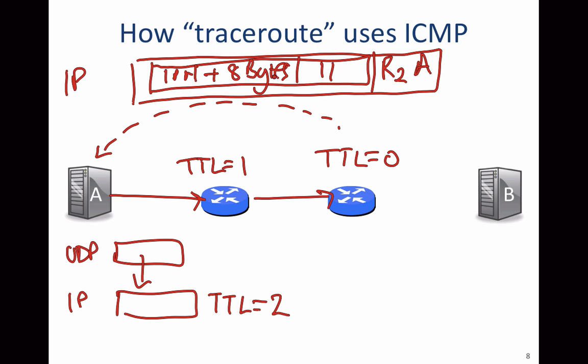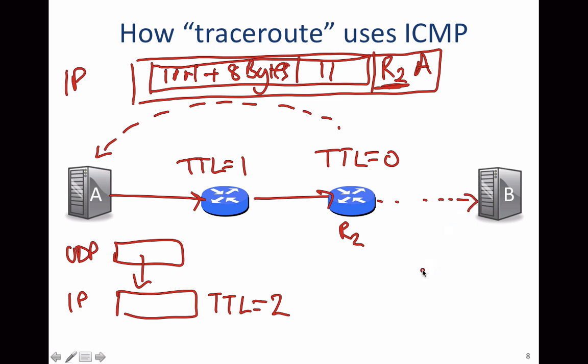It can measure the round trip time. Now it knows, based on the message coming from R2, what this router is. So it can look up its name. And now it knows the round trip time to that router. And it'll do this until eventually the message finds its way to B.